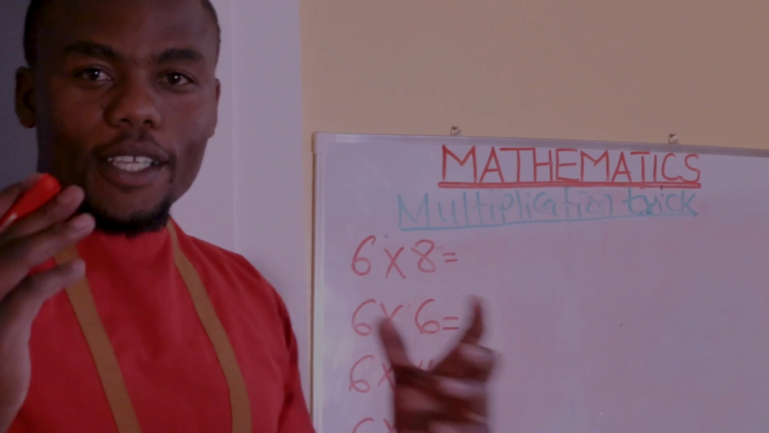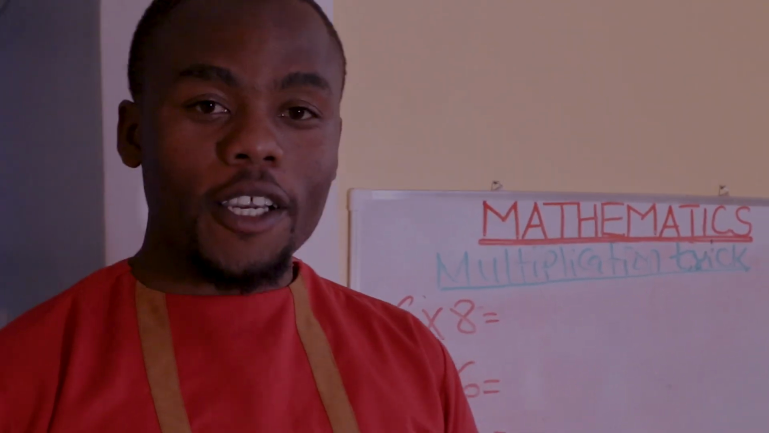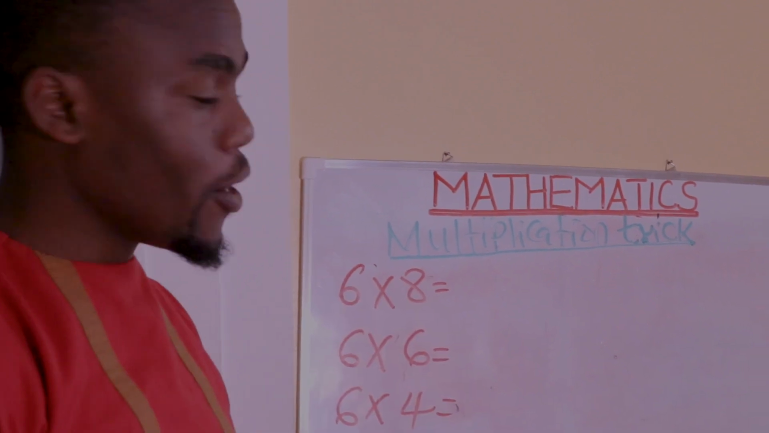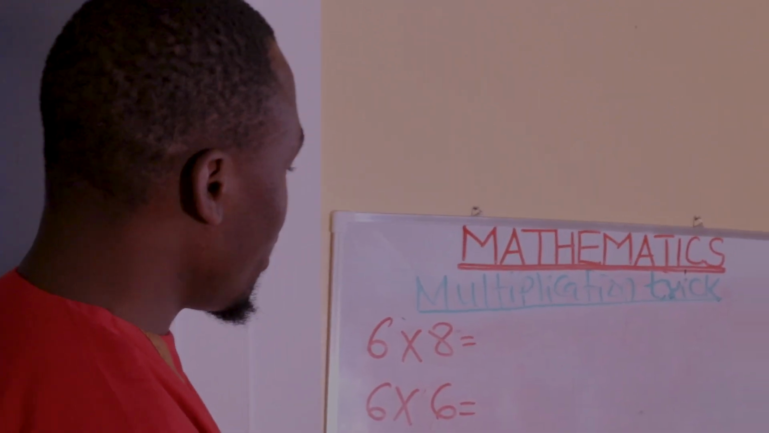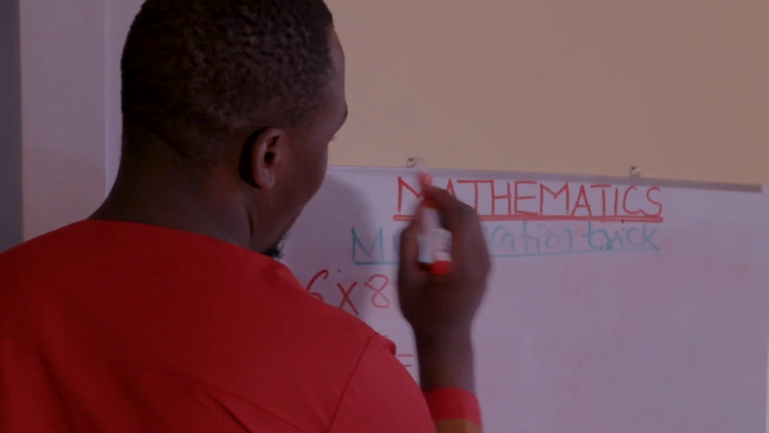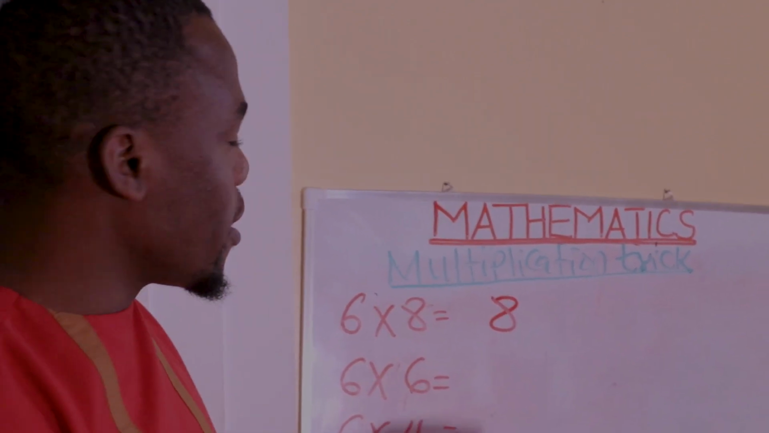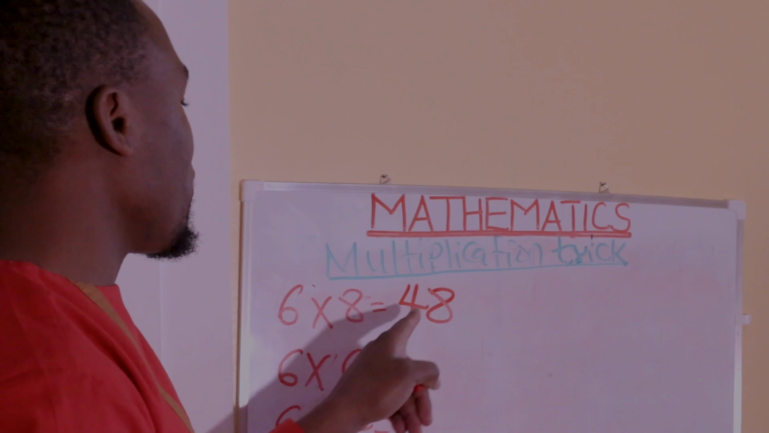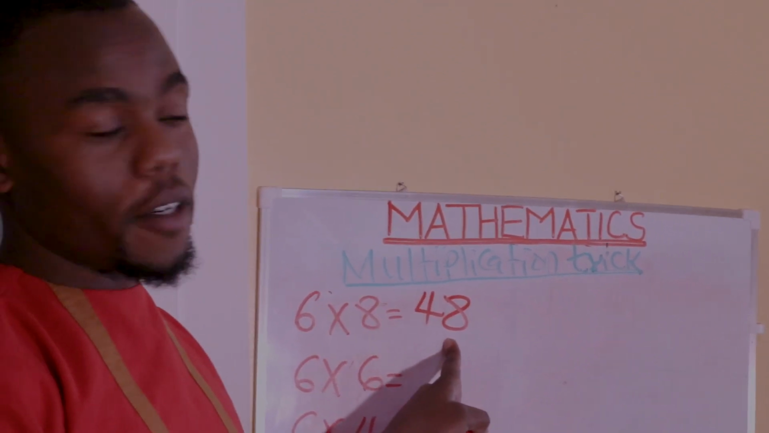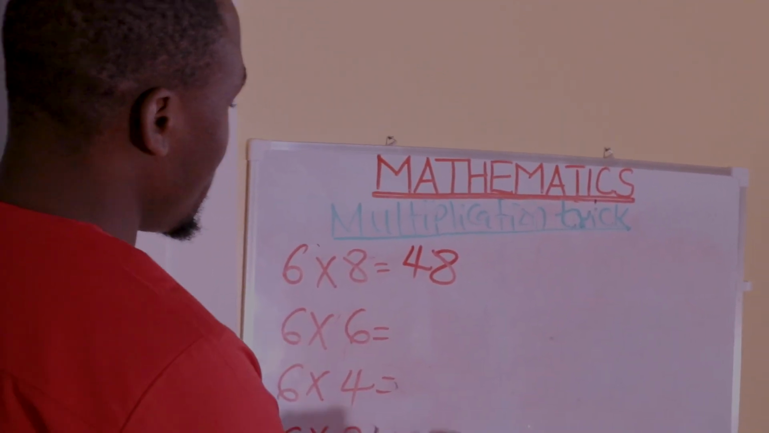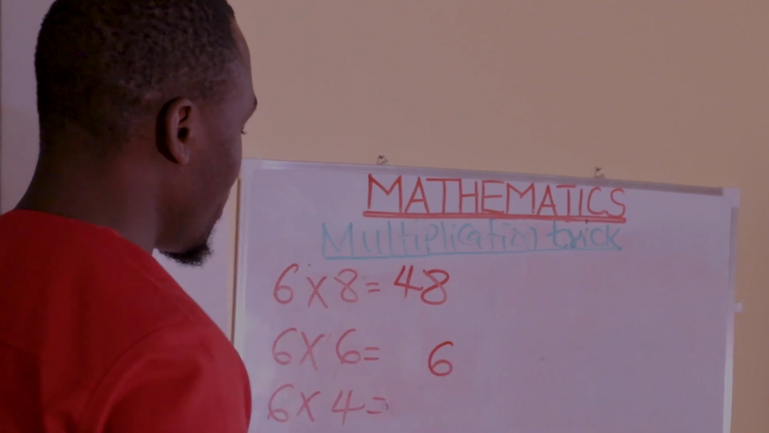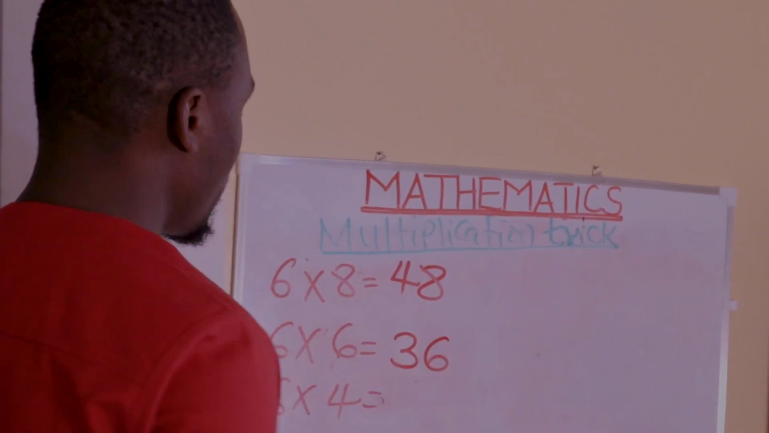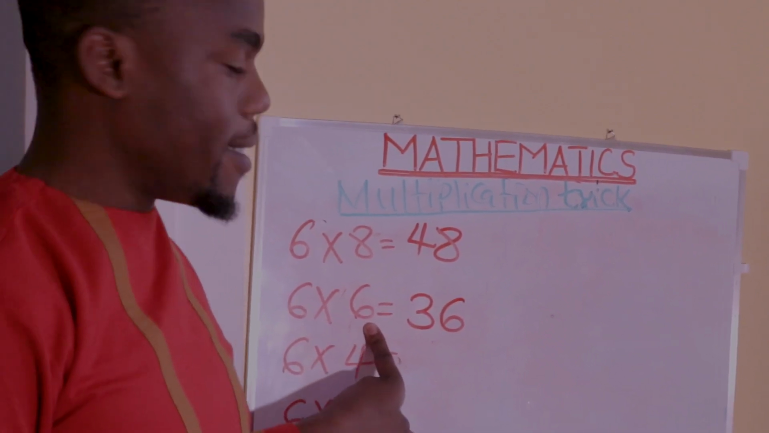As we complete our lesson, I'm going to give you a multiplication trick for the multiplication table of 6. Take a scenario where you're given 6 multiplied by 8. You write here 8. Then you ask yourself, what is 8 divided by 2? It is 4. Write here 4. So 6 multiplied by 8 is 48. We go to 6 multiplied by 6. You write here 6. Then what is 6 divided by 2? It is 3. So 6 multiplied by 6 is 36.